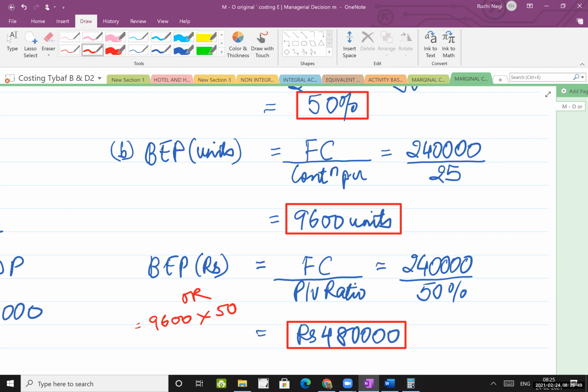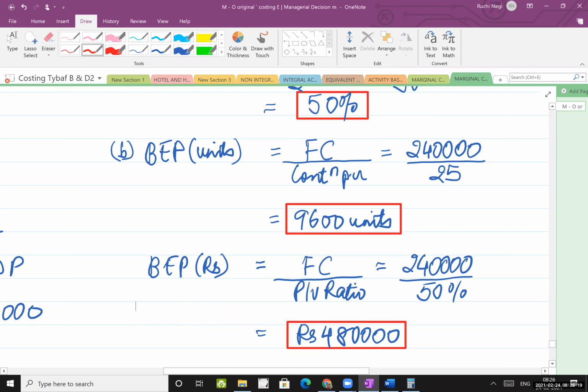Am I clear till here? Acknowledge it in the chat box. Is it clear to everyone? Okay, great. ठीक है, ये हो गया.